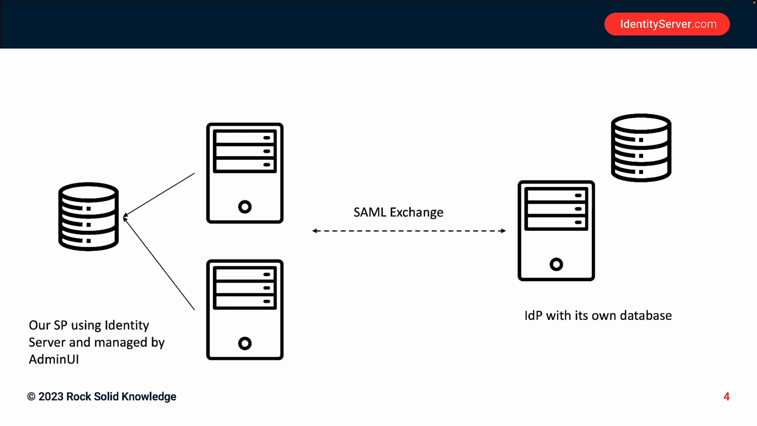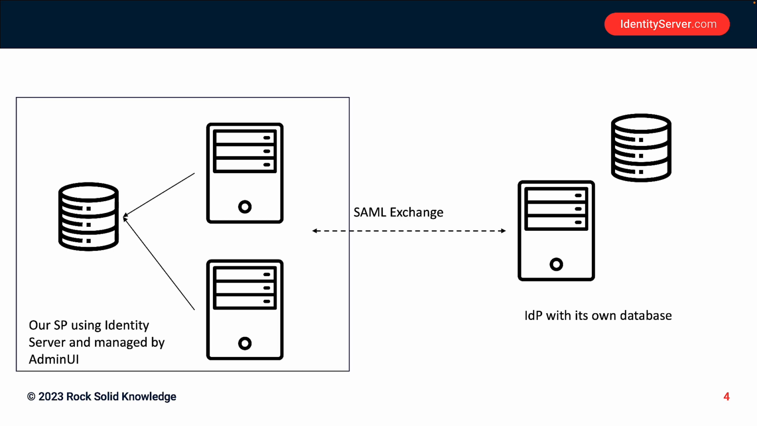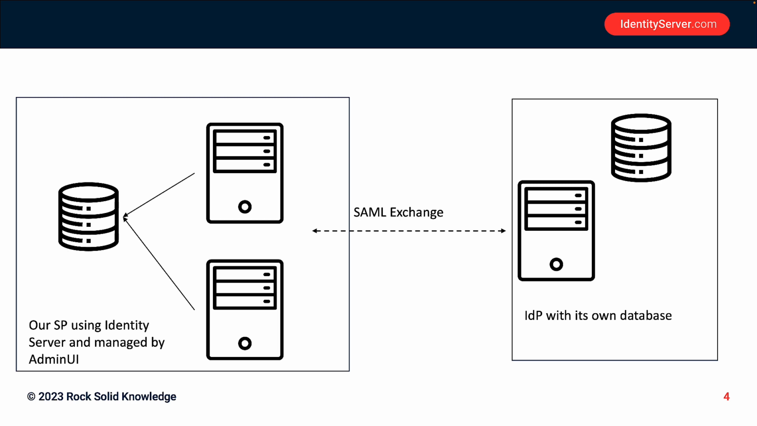So essentially what we have is this. On the one side, we'll have our identity database, and we have 2 applications talking to that database. We have an instance of IdentityServer and an instance of AdminUI. On the other side, we have a SAML IDP with its own database. And that could be any SAML IDP. It's just that in this instance, we're using IdentityServer and the RSK SAML plugin to provide the IDP.